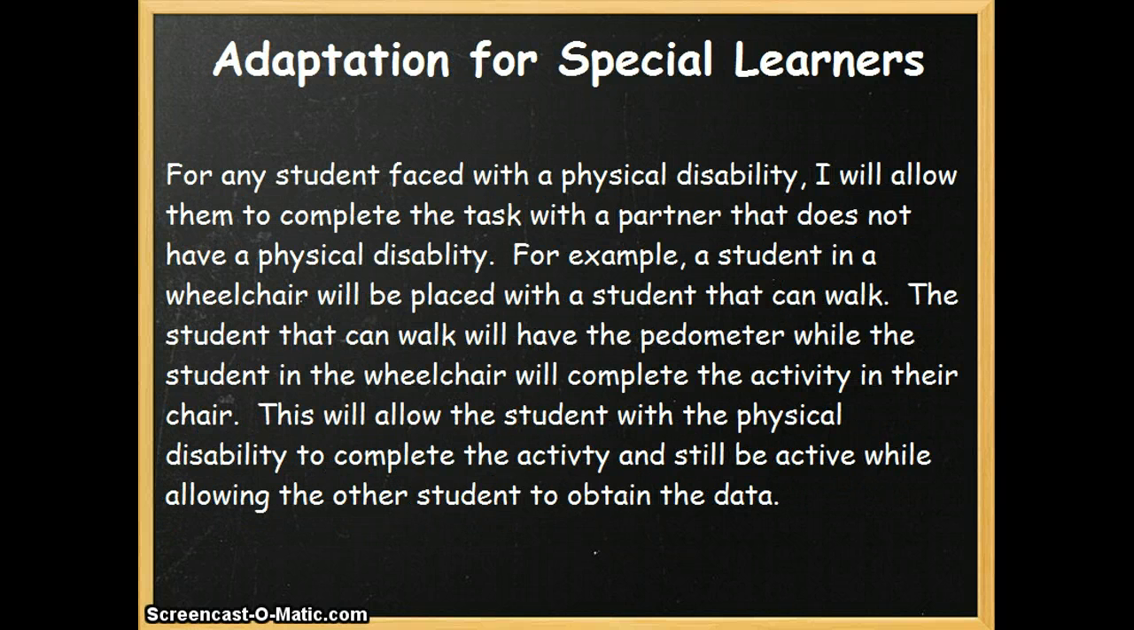Another adaptation for special learners comes from the fact that my classroom is a physical education classroom. In physical education, there might be a physical disability. An example that might come up in my classroom would be a student in a wheelchair. So to adapt for this student, I would make sure that the student in a wheelchair would be partnered up with a student that can walk. The student that can walk will have the pedometer, while the student in the wheelchair will complete the activity in their chair. This will allow the student with the physical disability to complete the activity and still be active, while allowing the other student to obtain the data.